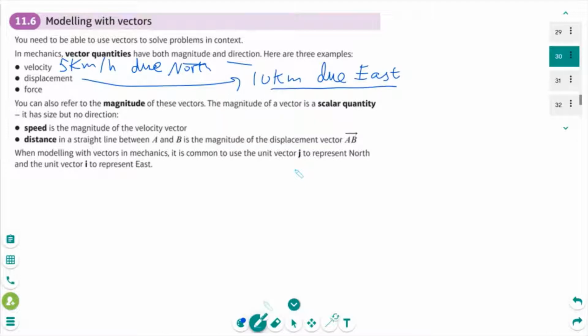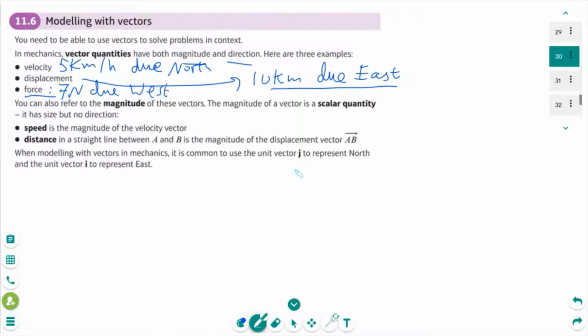Do you know what the units for force are? What are the units for measuring force? Yes, I think newtons. So that is actually a vector quantity as well. So force, an example would be 7 newtons, and just give it a direction, due west. Okay, so you see this.